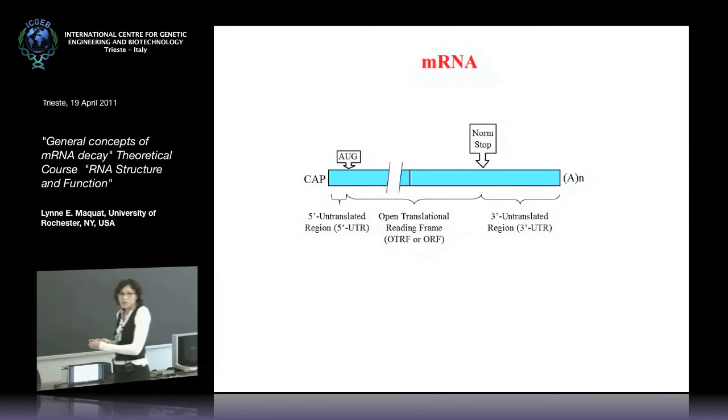All right, you all know what an mRNA generally looks like. We've already talked about the cap and the poly A. There's an open reading frame that is flanked by a 5' untranslated region and a 3' untranslated region that begins with the normal translation termination codon. There are exceptions to this structure.